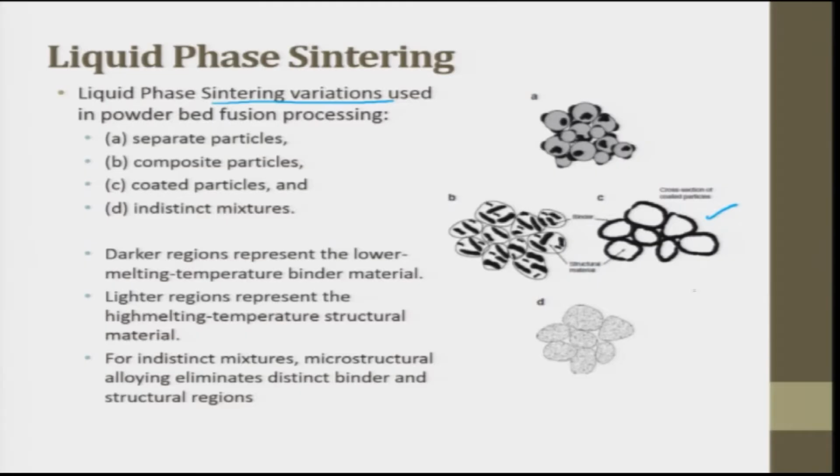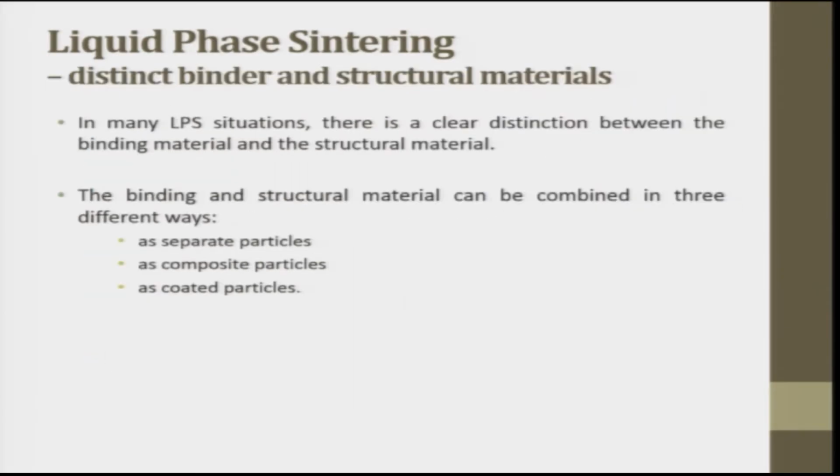So, this was the example which I was trying to talk about. You can do it like this or you can also do it like this, tungsten carbide cobalt, wherein it is mixed and then you get the required output. So, liquid phase sintering with distinct binder and structural materials. In many LPS, liquid phase sintering, situations, there is a clear distinction between the binding material and the structural material.